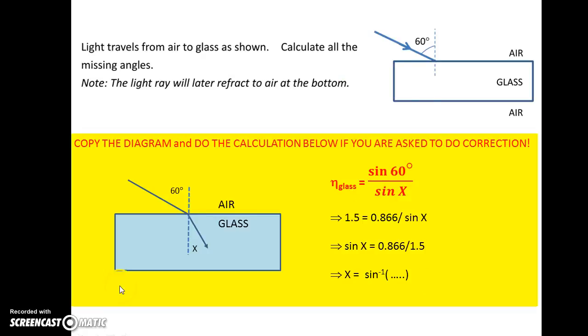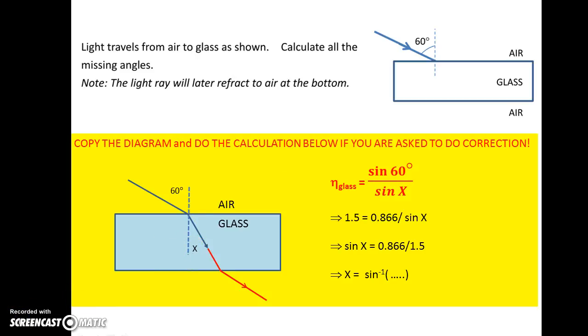In this question, there are three layers: air, glass, and air again. The light ray will travel this way. First of all, there is a first refraction when the light ray enters glass from air. So you may apply Snell's law in this way. We know that the angle in air is always the biggest, so we put the sine value of the angle in air here as the numerator. And in this way, you may find the angle x.